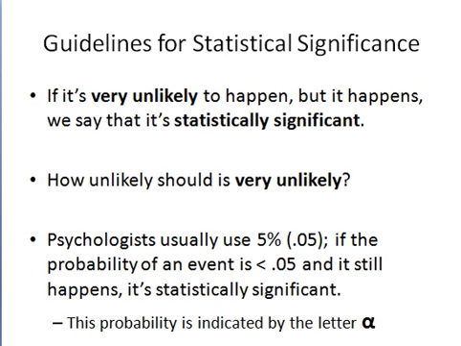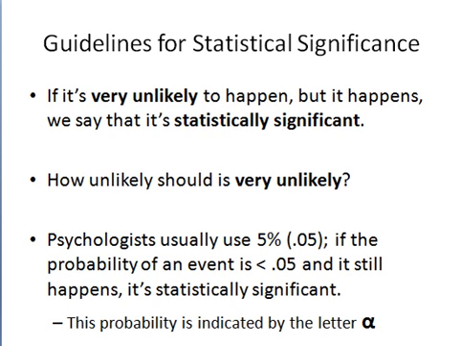So the guidelines for statistical significance: if it's very unlikely to happen in this distribution where the null hypothesis is true, but it happens, we say that it's statistically significant. So you've probably heard the term statistically significant before in psych papers. What they're basically saying is that we observed something that was very unlikely to happen if our hypothesis is wrong.